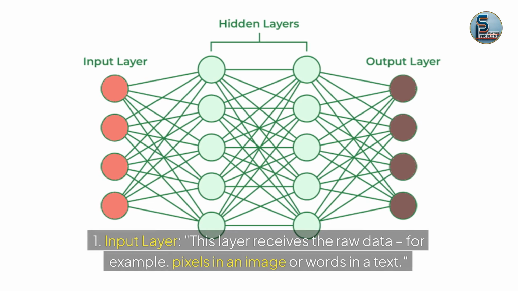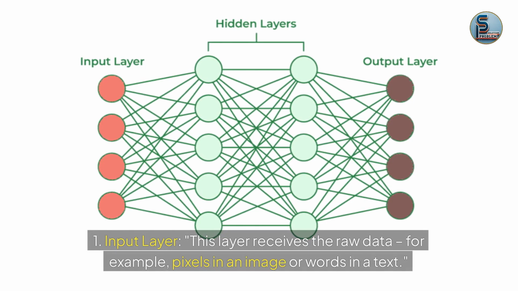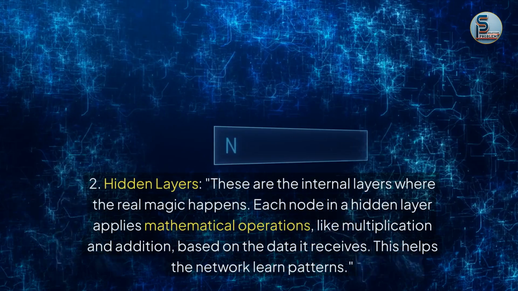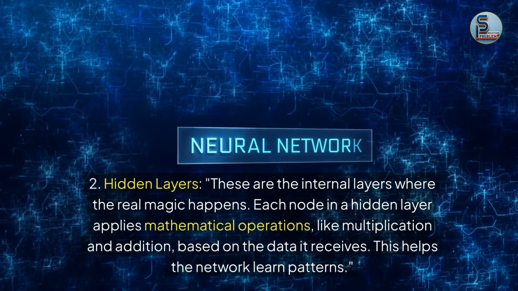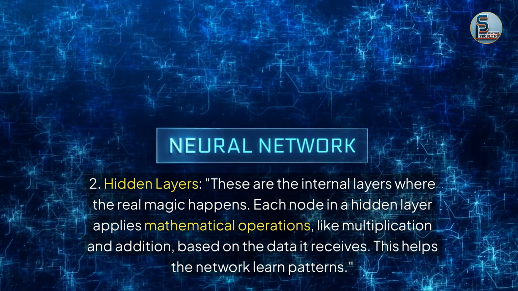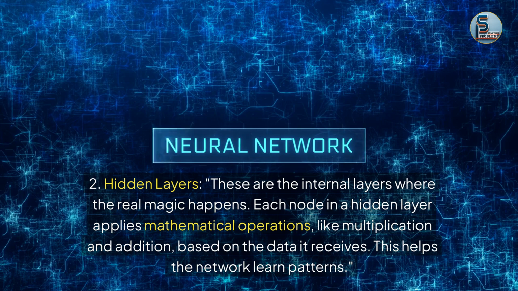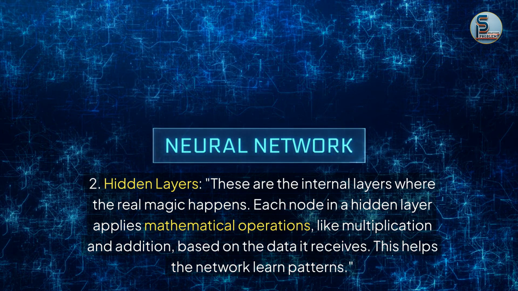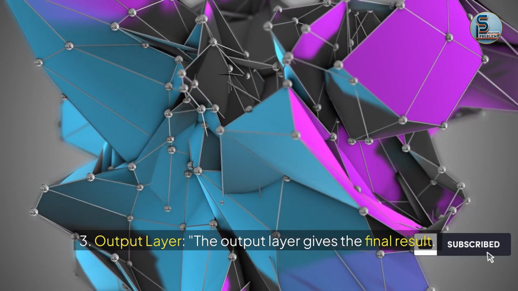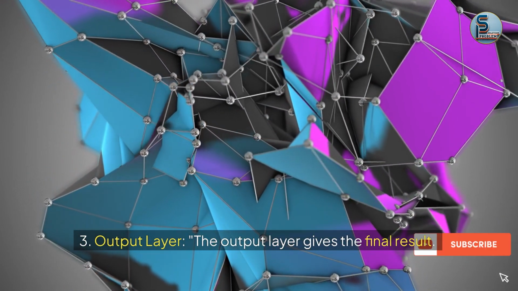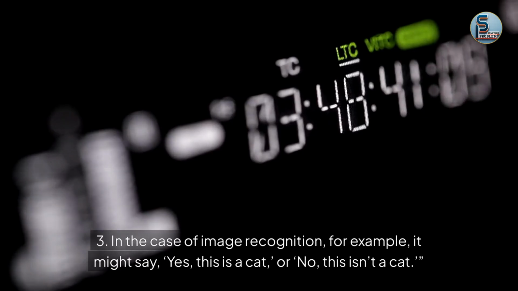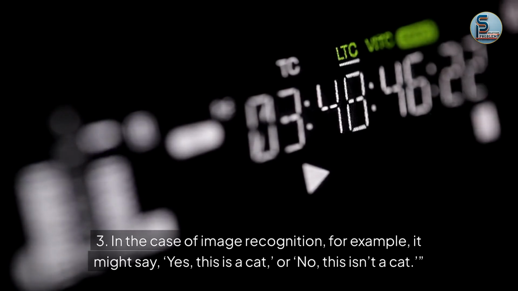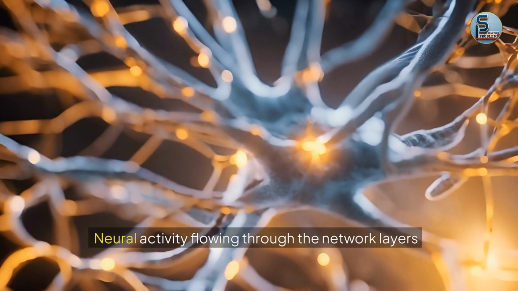1. Input layer. This layer receives the raw data, for example, pixels in an image or words in a text. 2. Hidden layers. These are the internal layers where the real magic happens. Each node in a hidden layer applies mathematical operations, like multiplication and addition, based on the data it receives. This helps the network learn patterns. 3. Output layer. The output layer gives the final result. In the case of image recognition, for example, it might say, "Yes, this is a cat," or "No, this isn't a cat." Neural activity flowing through the network layer.